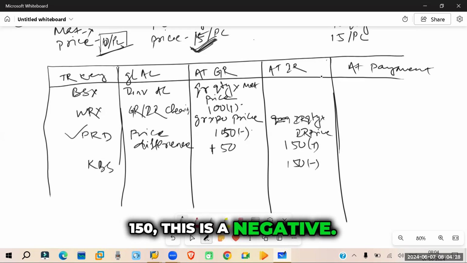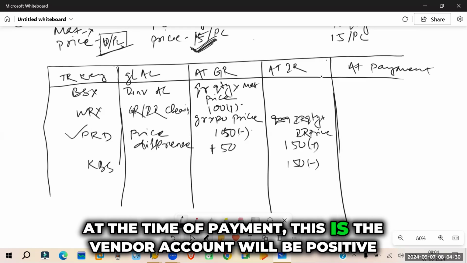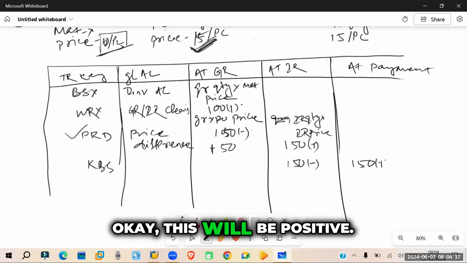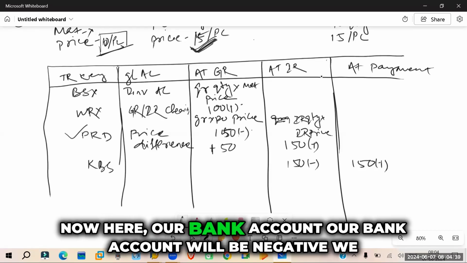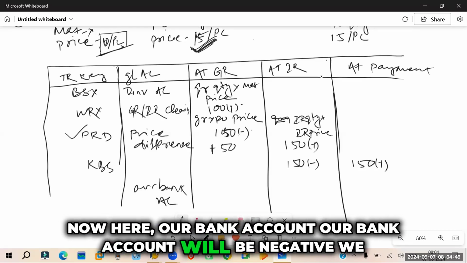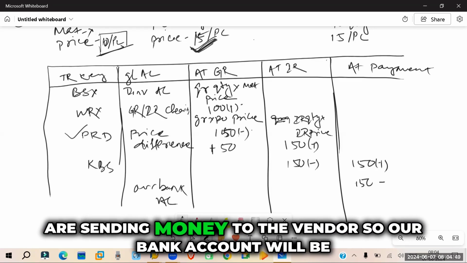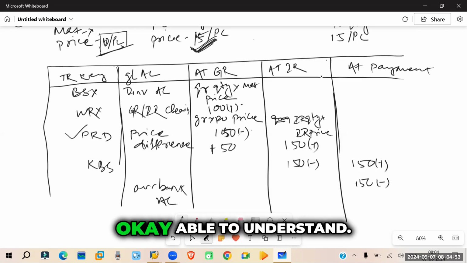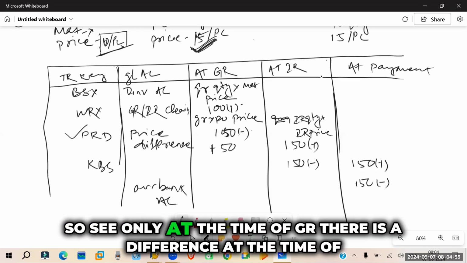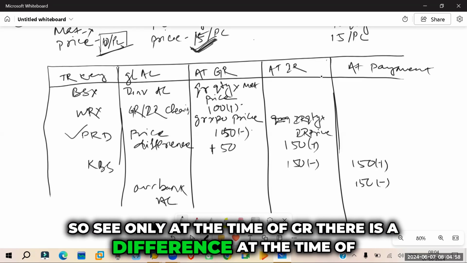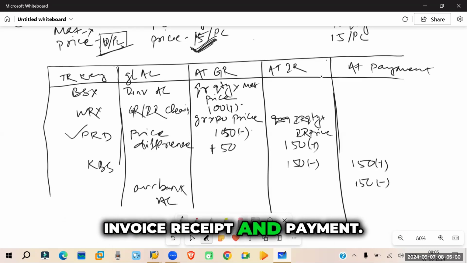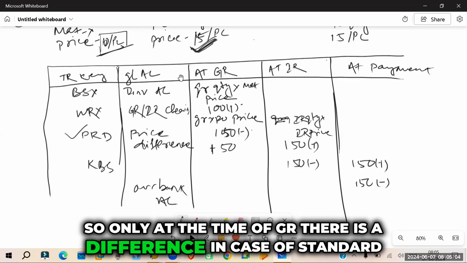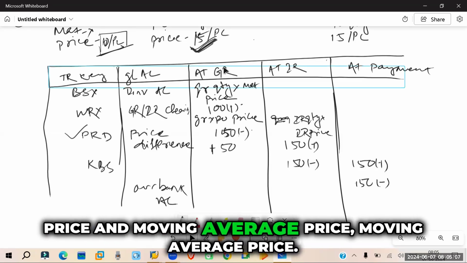This is a negative. At the time of payment, the vendor account will be positive 150 rupees. Now here our bank account will be negative, because we are sending money to the vendor. Okay, able to understand? So see, only at the time of GR there is a difference. At the time of invoice receipt and payment there is no difference.